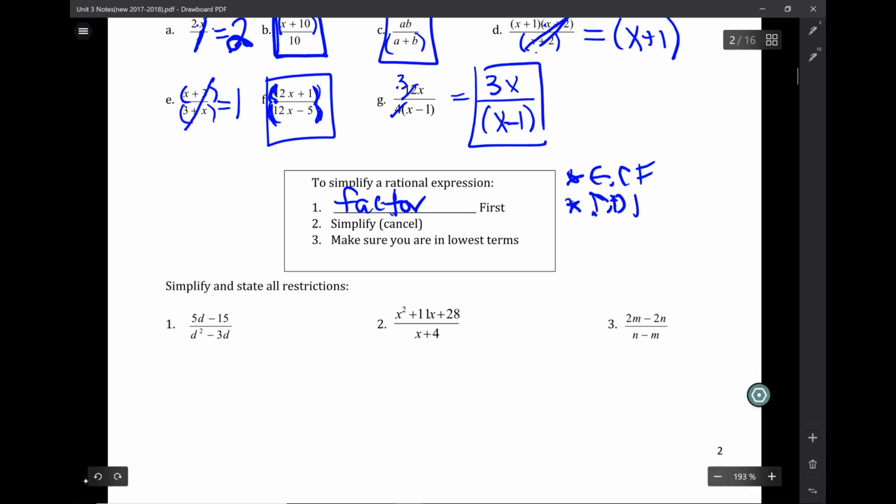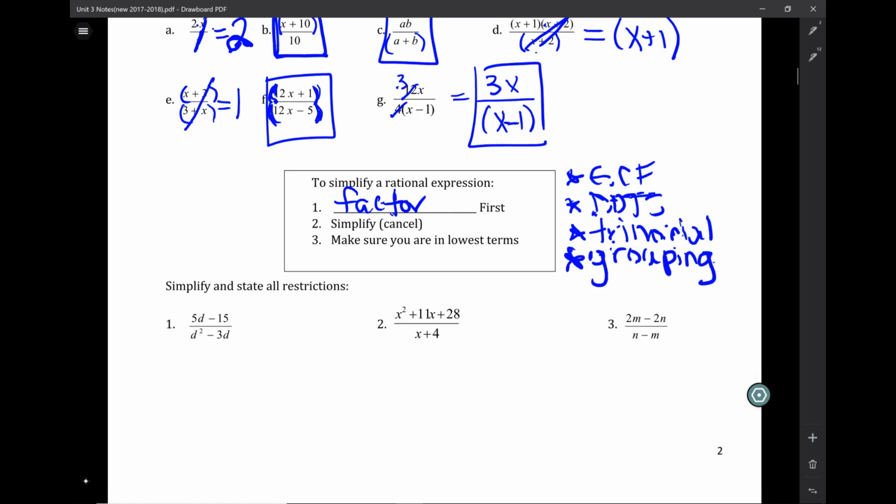Trinomial factoring, so double bubble. We might have to do grouping. And so on.